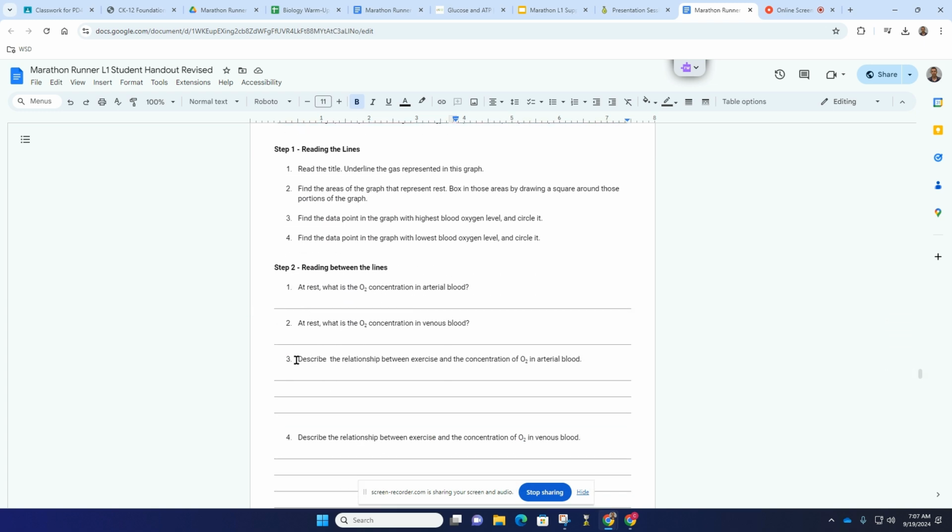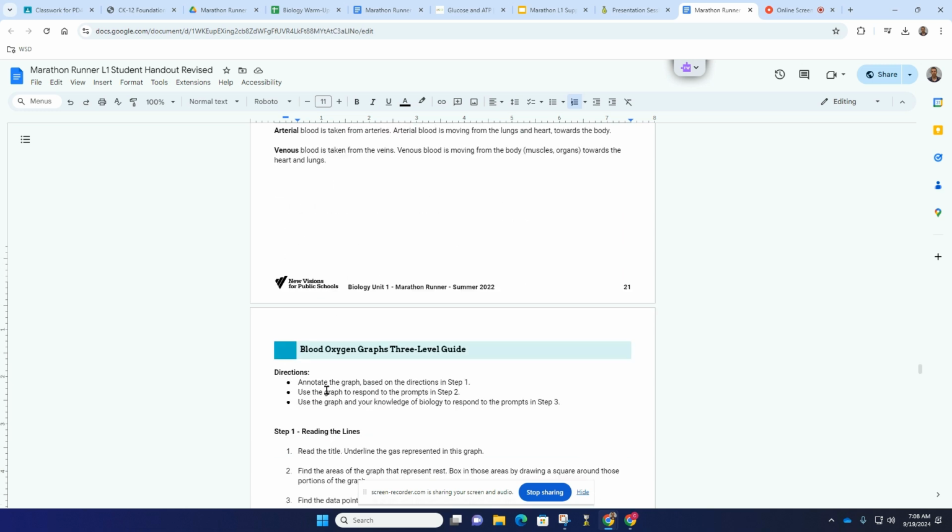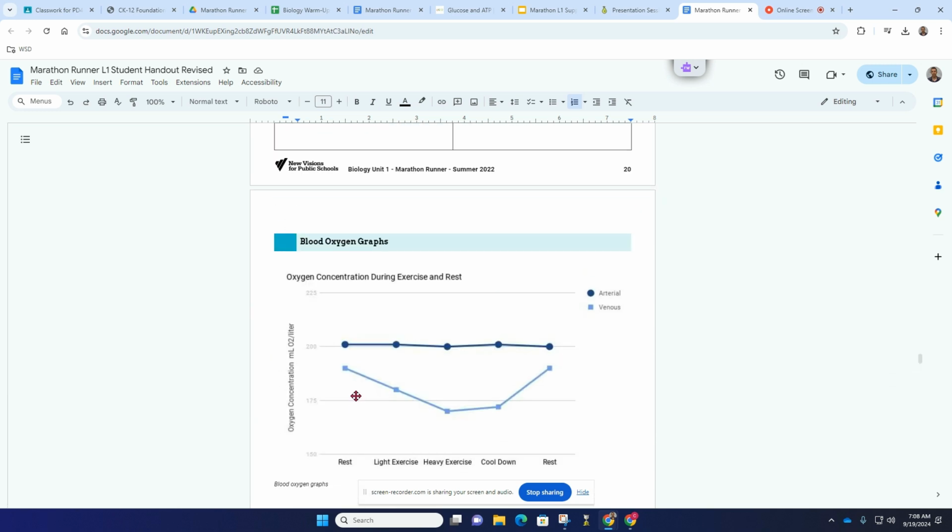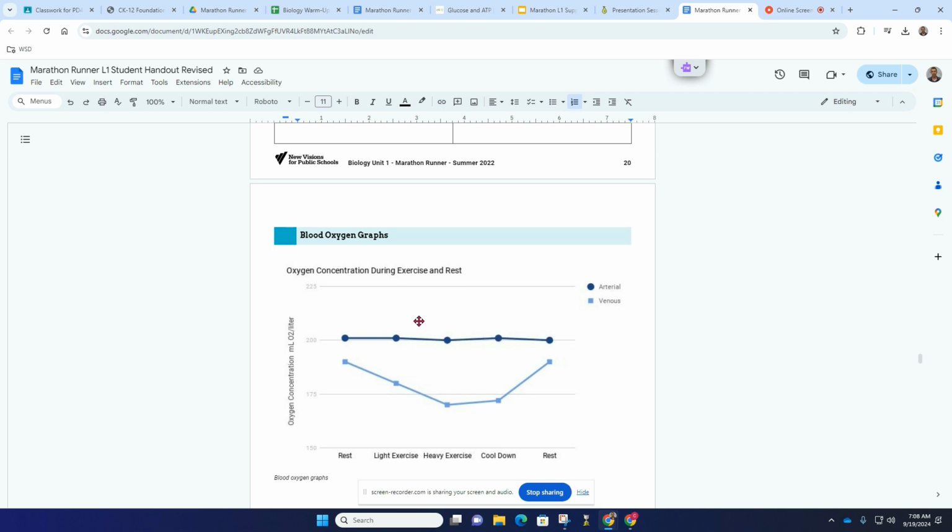Number three, it says, describe the relationship between exercise and oxygen in arterial blood. When we're looking for relationships, usually it's like increase, decrease, stay the same, or like more, less, stay the same. It's almost always a variation of one of those three things. And we can see here in our arteries, which is the circles, it doesn't really have any change. We're going to say no change. Your arteries, no matter what you're doing, have about the same amount of oxygen.